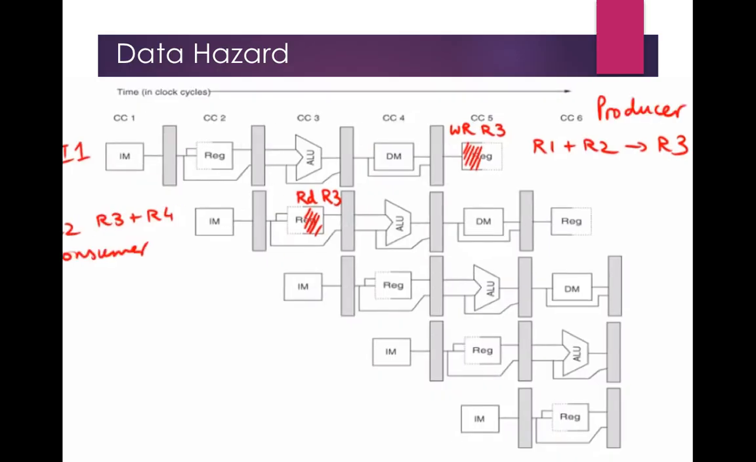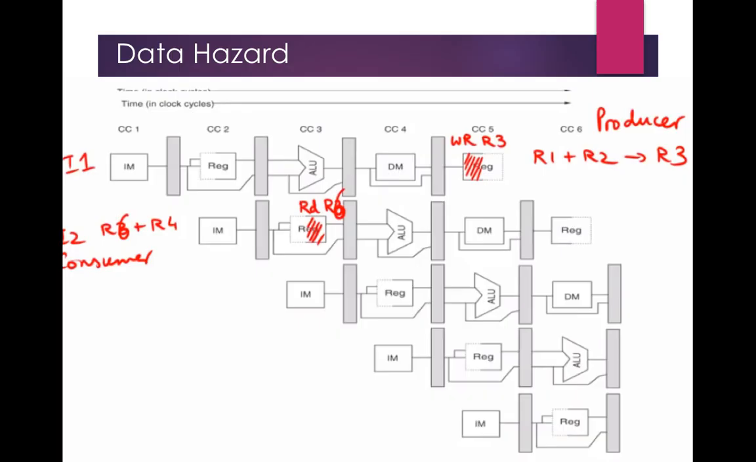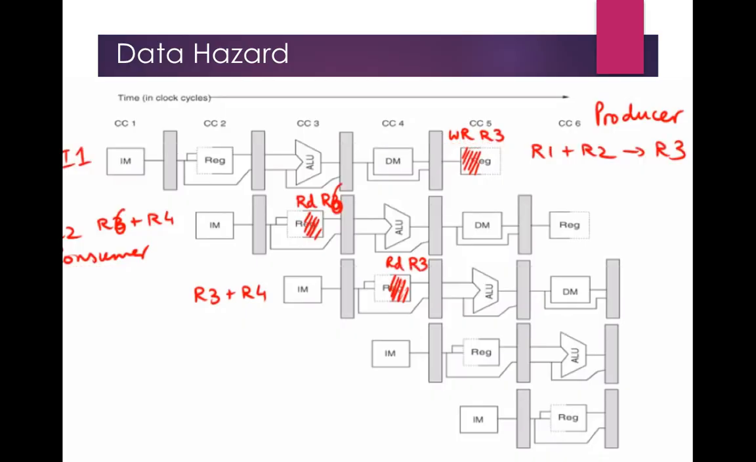How are we going to solve it? The register read of R3 will take place, so we will go for register renaming. Register renaming is one of the parts to solve the issue, and then we try to do the instruction R3 plus R4 at clock cycle 4.